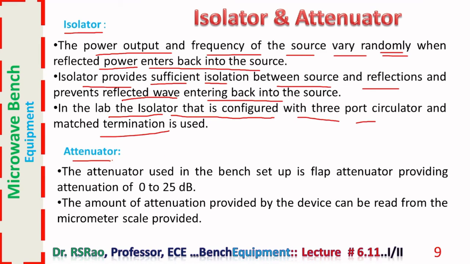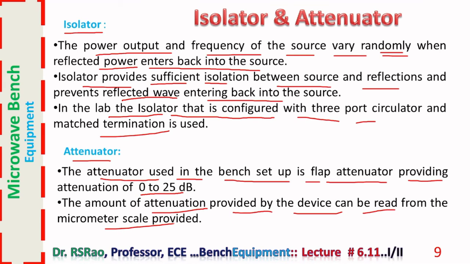The isolator is followed by an attenuator. The attenuator used in the bench setup is a flap attenuator, a variable attenuator, providing attenuation ranging from 0 to 25 dB. The amount of attenuation provided by the device can be read from the micrometer scale provided.